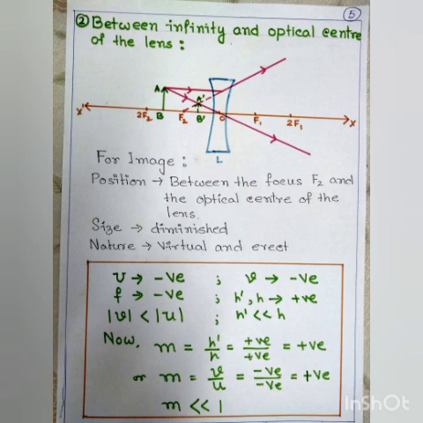Clear? And remember, for concave lens, magnification is always positive, and it is always less than 1. Clear? Now this much is for today's class.